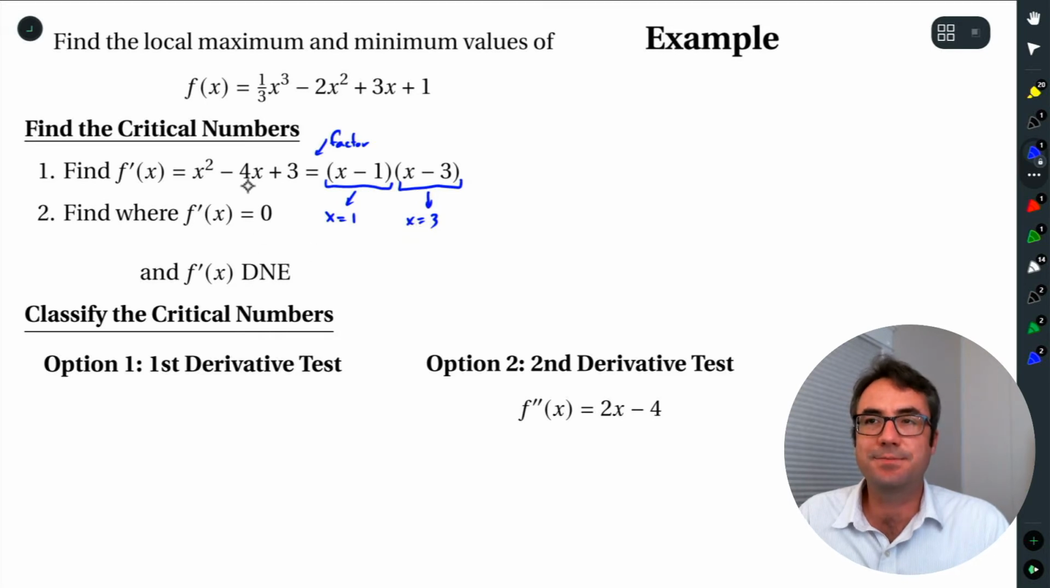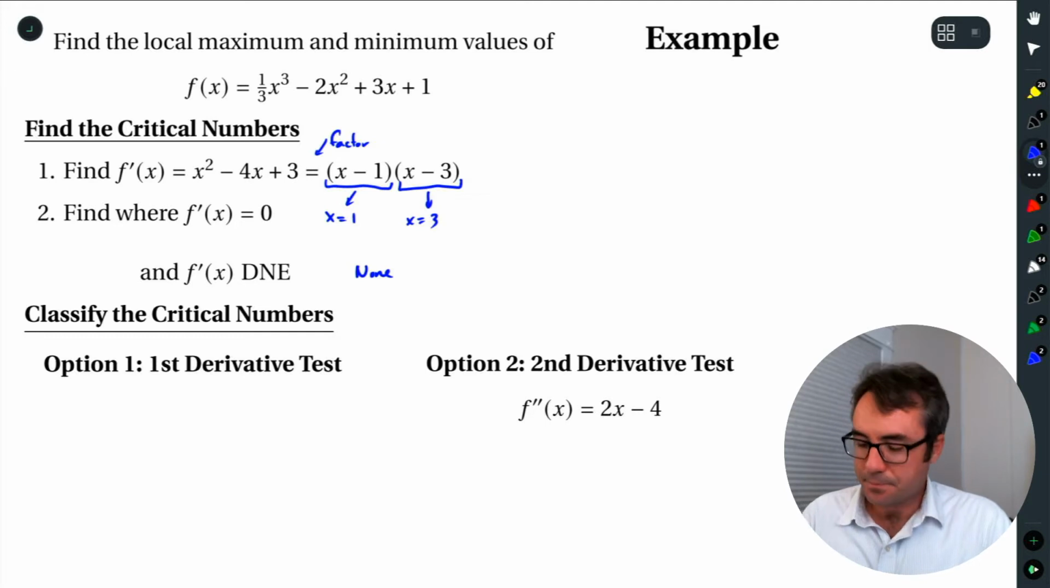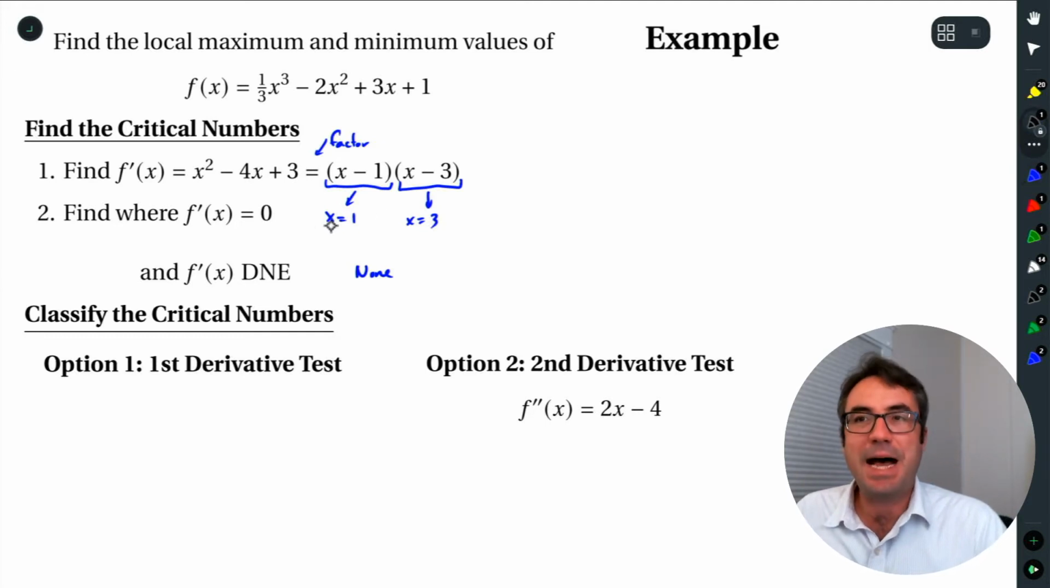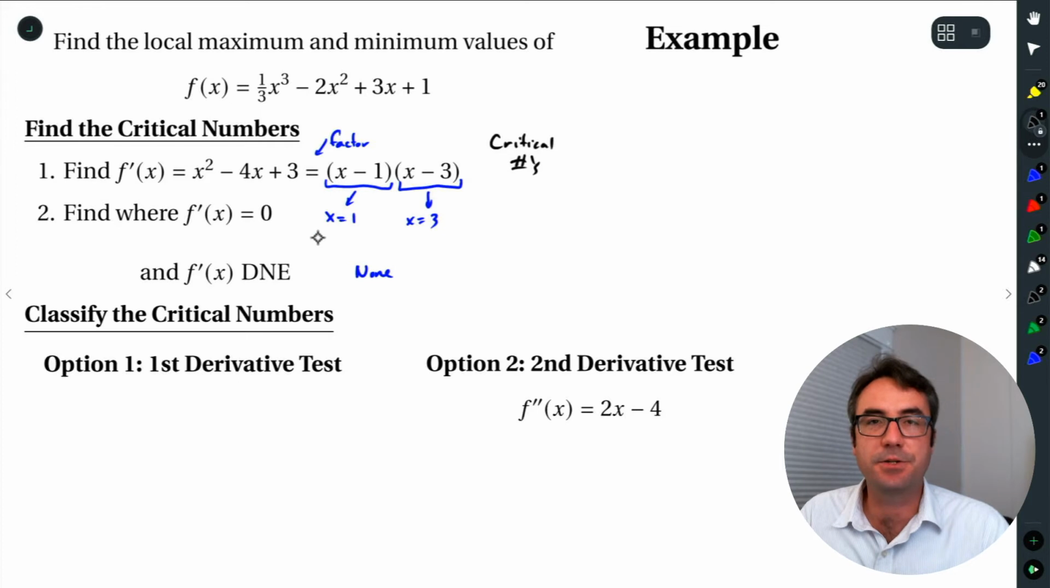Derivative undefined: this is a polynomial, so it's always defined. So there's no contribution where our derivative is undefined. All right, so these are possible critical numbers. There is one more thing to check. For our actual critical numbers, they need to be in the domain of our function. And our function here is also a polynomial, so yes, these are in the domain of our original function.